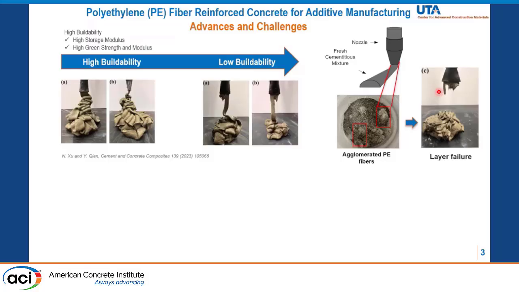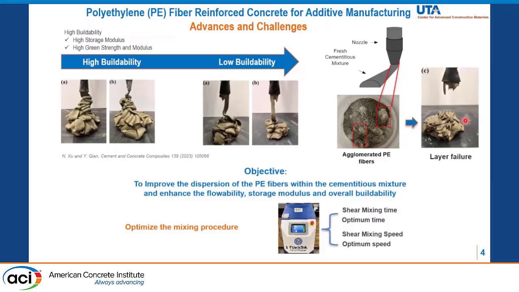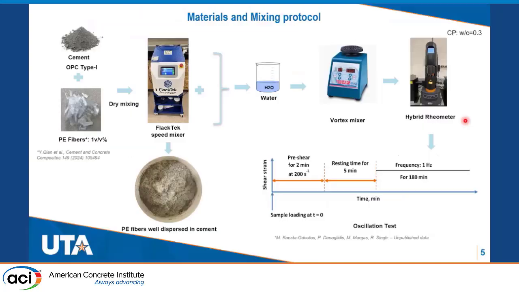The challenge, though, of using PE fibers is that, as you can see here in the picture, they are usually agglomerated. The agglomerated polyethylene fibers clog the nozzle while printing and lead to layer failure in 3D printing applications. So the objective of this study is to improve the dispersion of PE fibers within the cementitious matrix and enhance the flowability, storage modulus, and overall buildability by optimizing the mixing procedure. I will explain later in this slide.